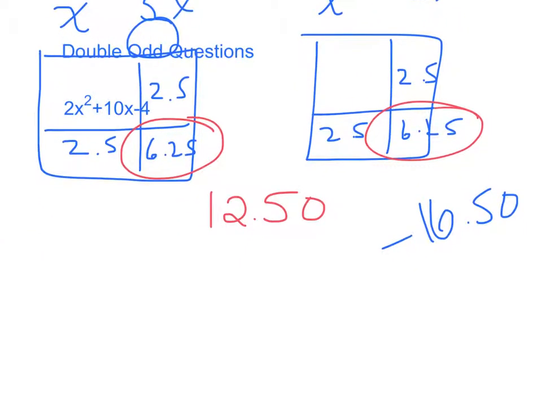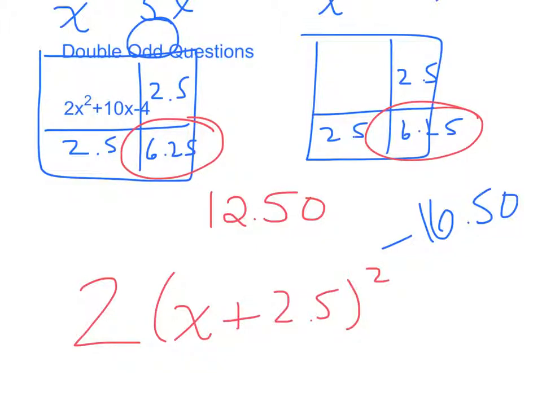So the final answer is the same structure as last time. How many stores we go to? 2. What was in each bracket or box? X plus 2.5 squared and minus 16.5. And that's it.